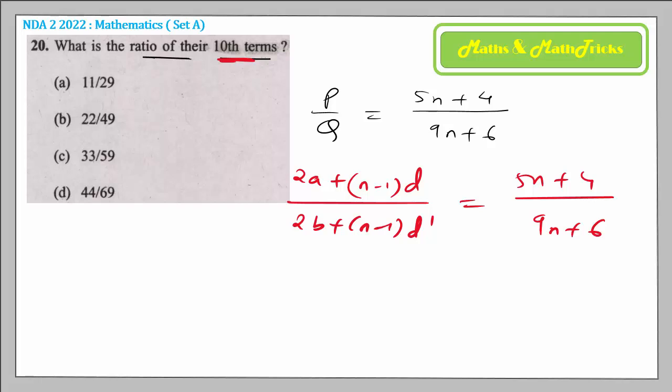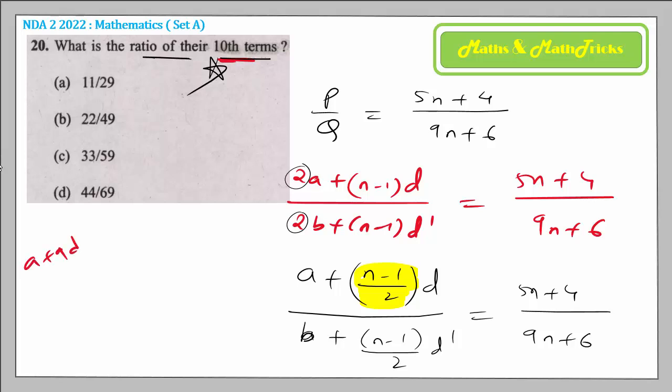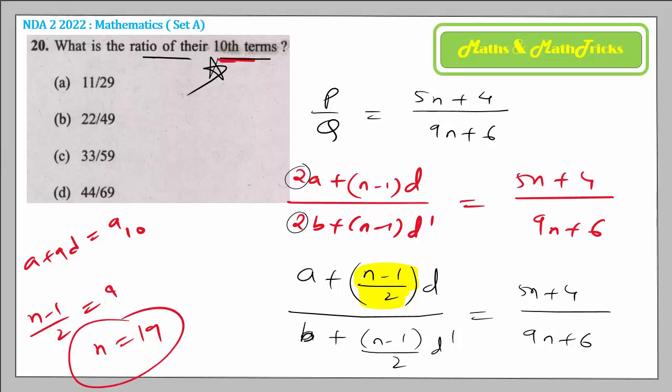Now you want to convert this ratio so that it works for the 10th term. So first of all you get rid of this 2 by taking 2 common from numerator and denominator. So you will get a plus n minus 1 by 2 d, and for the denominator b plus n minus 1 by 2 d dash, equals 5n plus 4 by 9n plus 6. Your intention is to make this multiplied by d equal to 9, because you know the 10th term of an AP, a plus 9d, is a10. So you have to replace n minus 1 by 2 by 9. So this means n has to be 2 nines are 18 plus 1, 19. So just substitute the 19 there.